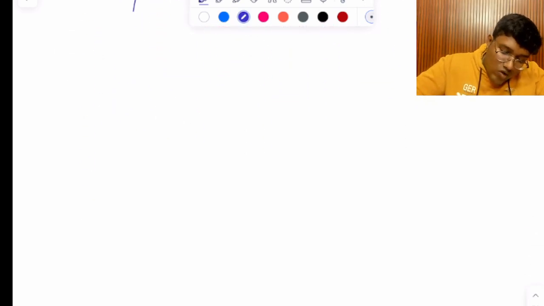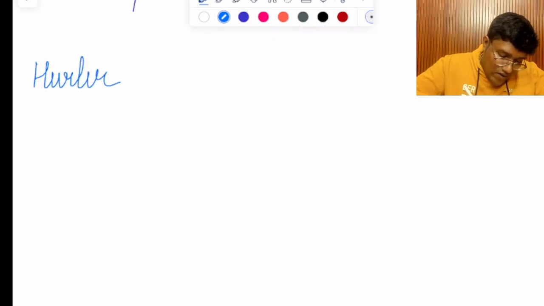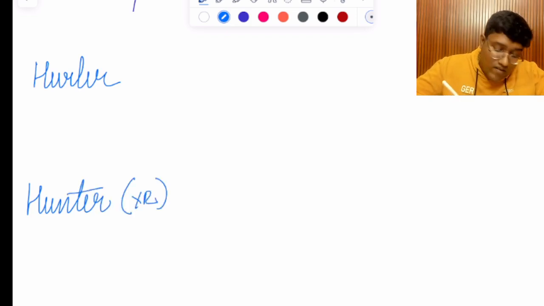Now, what we have not discussed is Hurlers and Hunters. Sometimes asked. Remember, Hunter is again X-linked recessive, just like Fabry. Hurler is autosomal. Usually these two are compared. So let's see why.